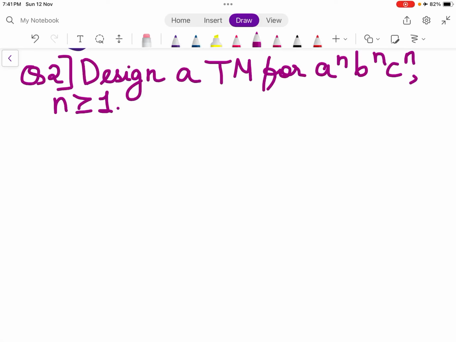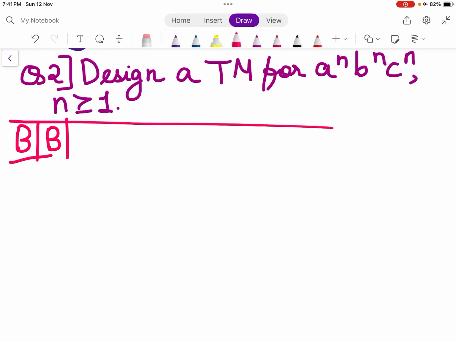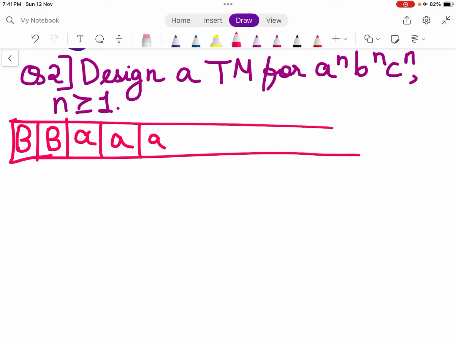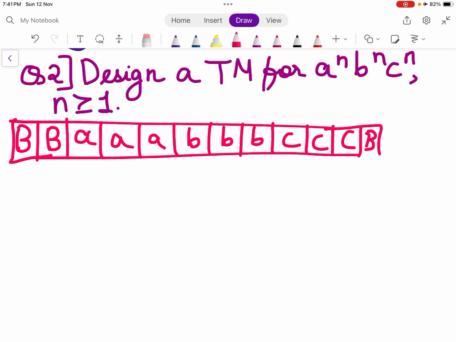So question number 2, design a Turing machine for a raised to n, b raised to n, c raised to n, where n is greater than or equal to 1. So you have a blank character, then followed by a, b, c, blank, and then again a.